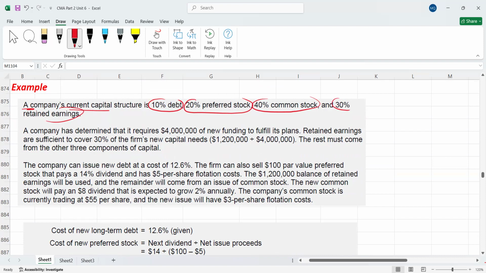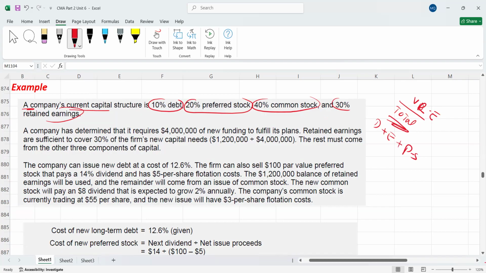Okay, but if you want to calculate the weight, for example for debt, you will take value of debt divided by total value. Total value means all sources, which may include debt plus equity plus preferred stock plus retained earning. Okay, for example, if I want to calculate the weight for retained earnings, I'll take value of retained earning divided by total value, which is the summation of debt plus equity plus preferred stock, plus retained earning, whatever you have.